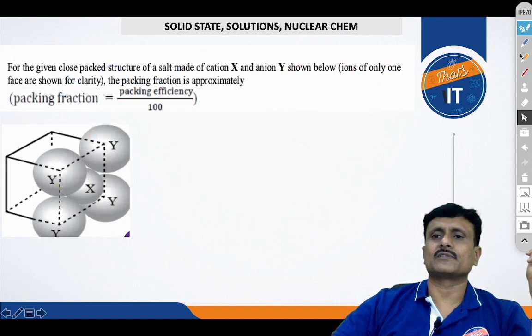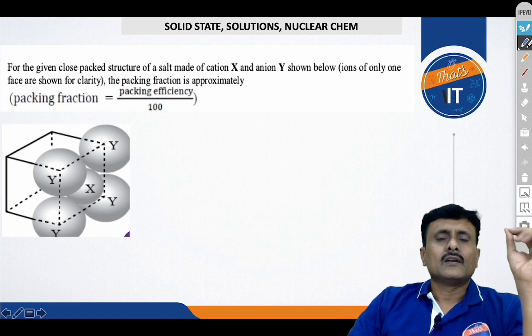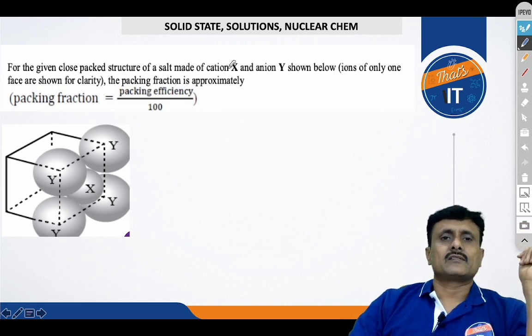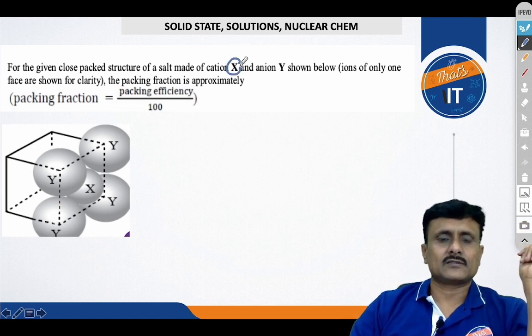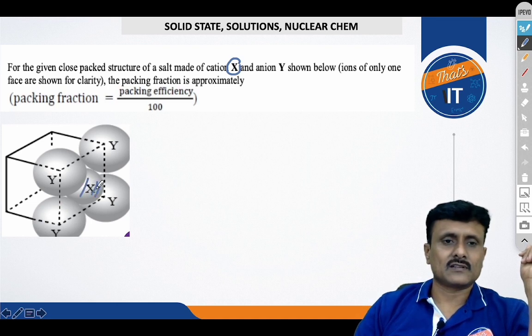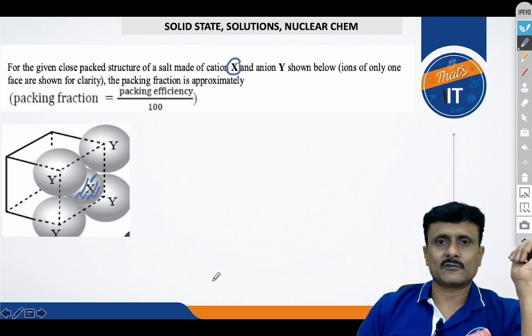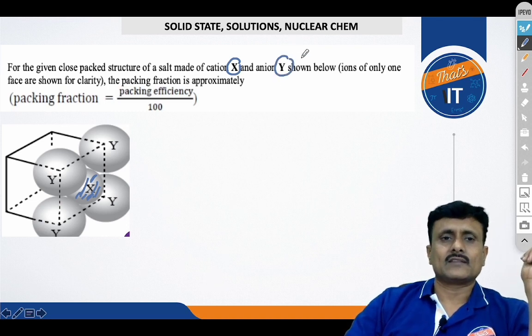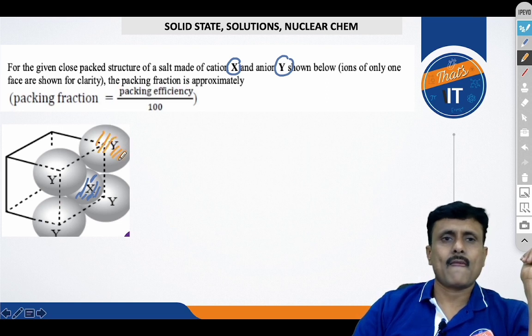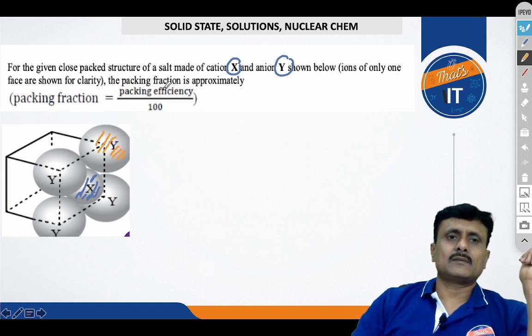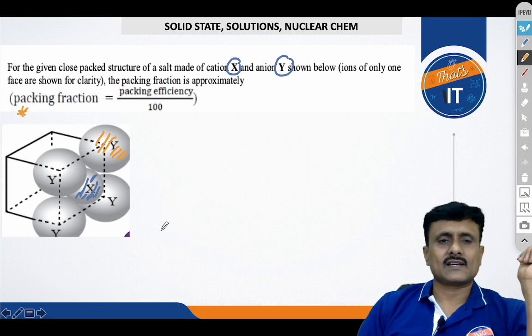Now you see another beautiful question asked from the JEE Advanced. Now you can see this is made of cations X. You can see where the cations are present, isn't it? Now they are present over here. Look at it carefully. And anion Y is actually at the corners. Now the packing efficiency is asked after giving the diagram.